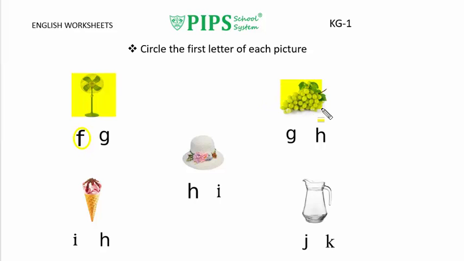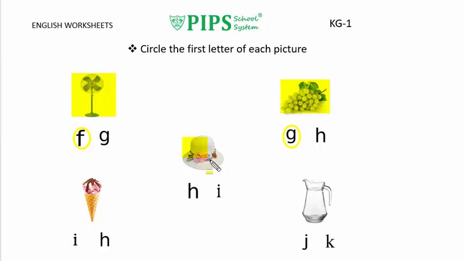These are grapes. The initial letter of grapes is G. Sounds like G. G. Grapes. Now we will circle the letter G.